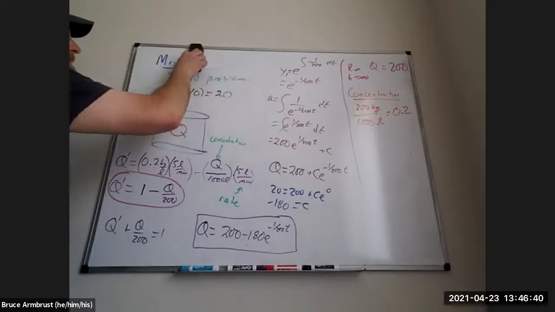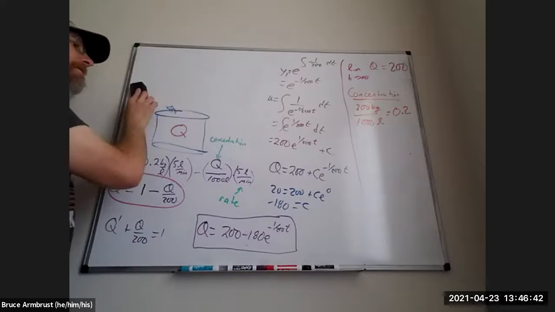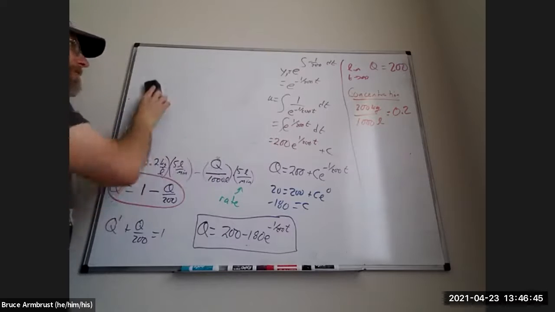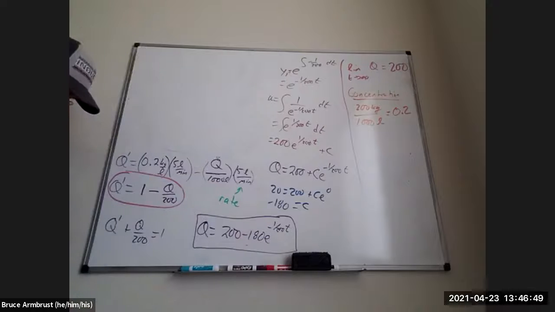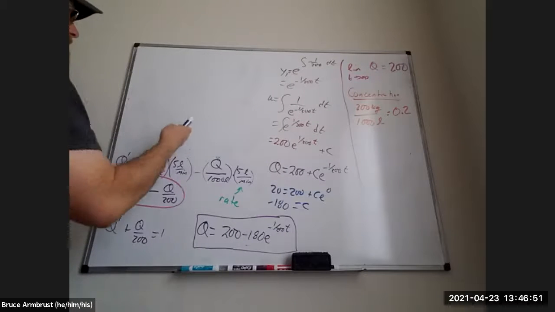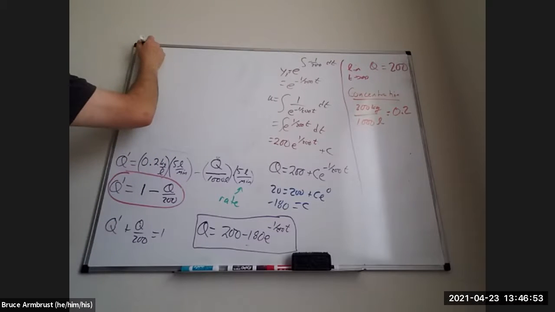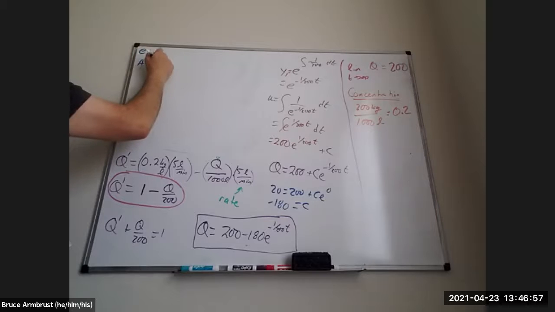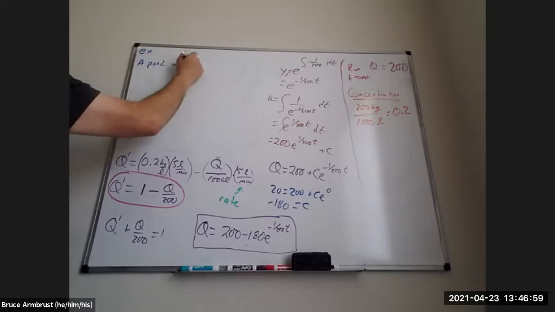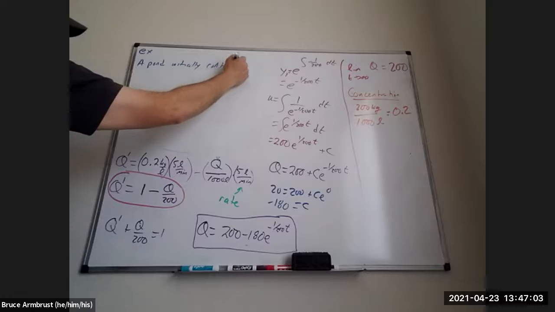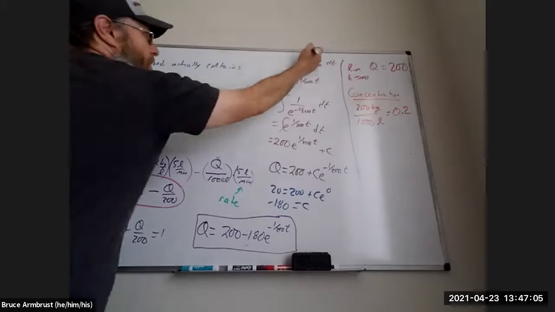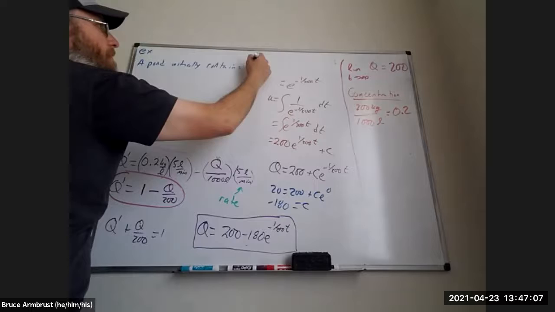All right, so this is going to be a similar kind of deal. And this time it is going to be a pond. And there's going to be a pollutant that's going into it. So here's our setup. Suppose that we have a pond that initially contains 500,000 gallons.